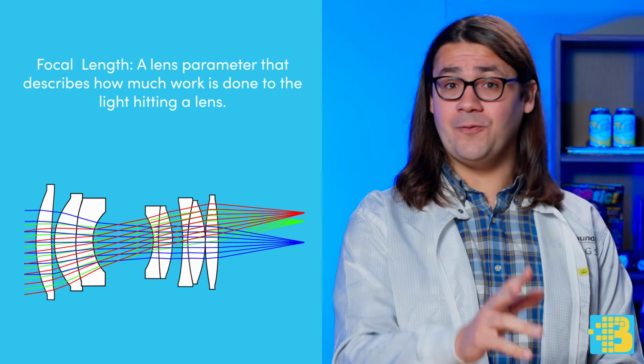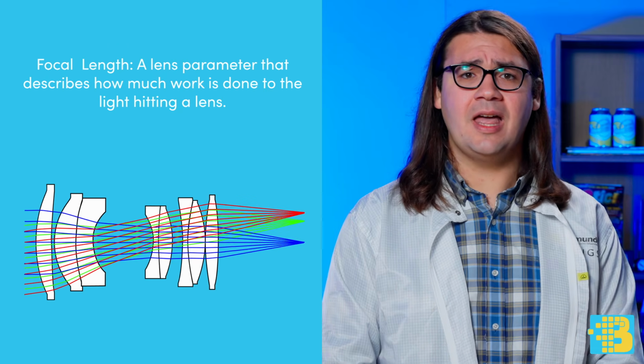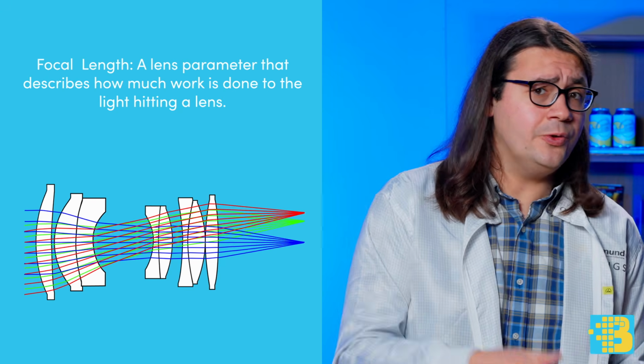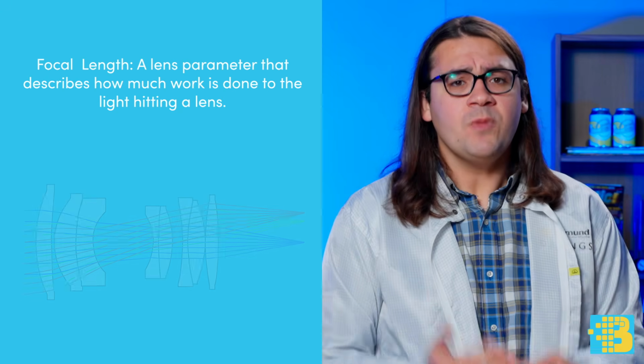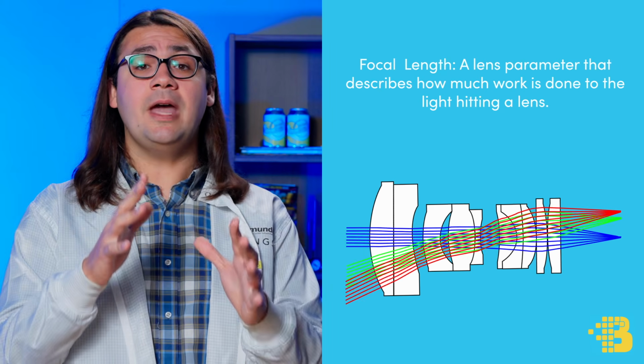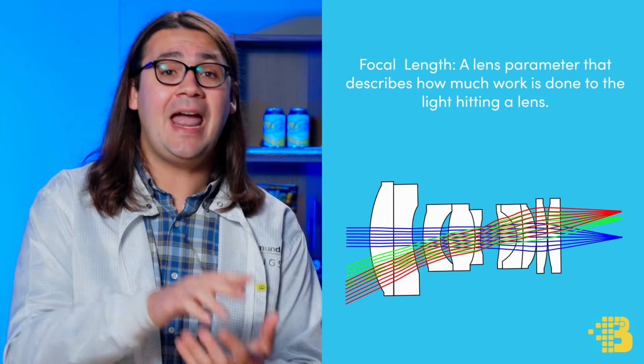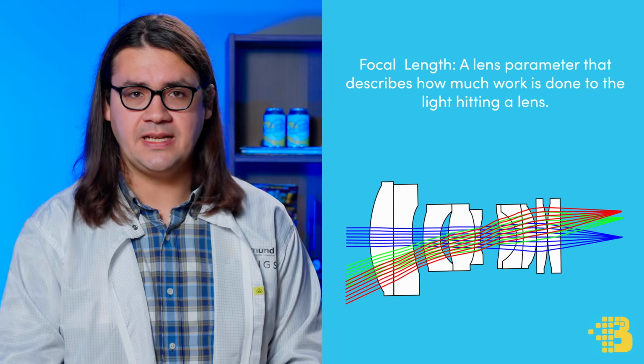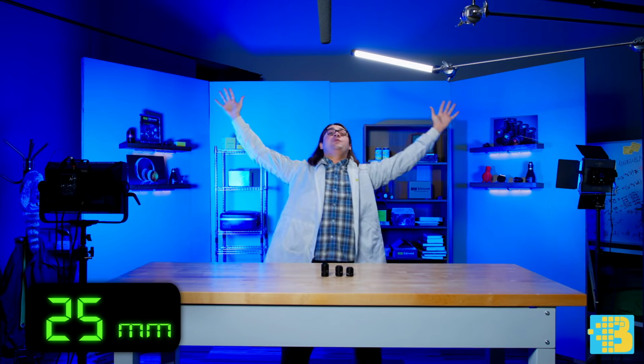If the lens has a long focal length, this indicates that the light is being bent gradually. There is not much work being done to the light. On the other hand, if the lens has a short focal length, then we know the light bundles are being bent at sharper angles, and a lot of work is being done to the light. In a practical machine vision sense, longer focal length lenses have smaller fields of view, while shorter focal length lenses have larger fields of view.